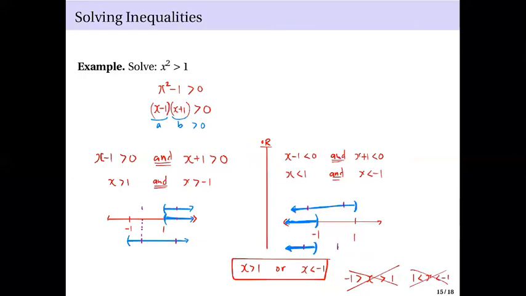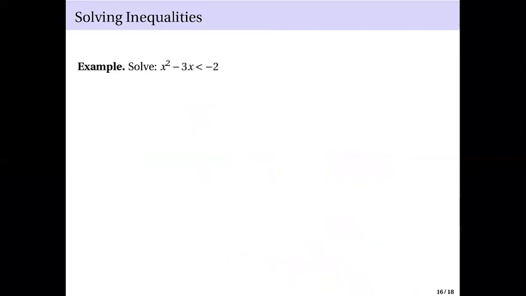Okay. So for our last example here, we have x squared minus 3x less than -2. So just like before, we put everything on one side of the inequality and compare it with 0. So we put -2 from the right hand side going to the left hand side. So we will have x squared minus 3x plus 2, and we want this to be less than 0.